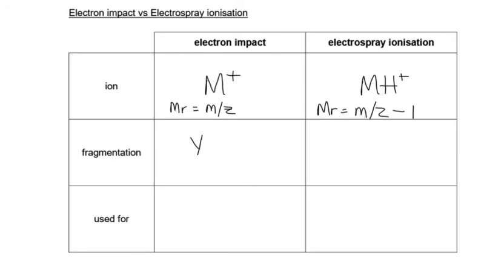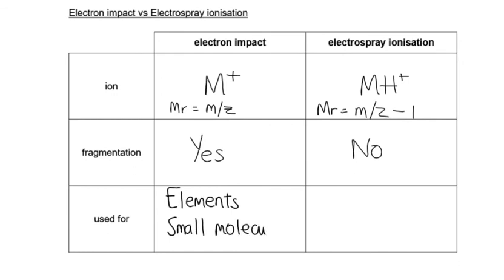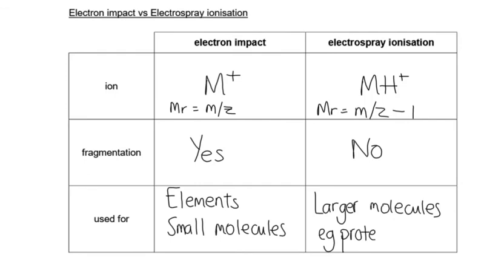Electron impact does cause fragmentation, but electrospray does not. And we're going to use electron impact for elements and small molecules where we can cope with the fragmentation because there's not going to be too much. But we'd use electrospray for larger molecules like proteins and polymers. So your biochemists are going to be using this a lot more.